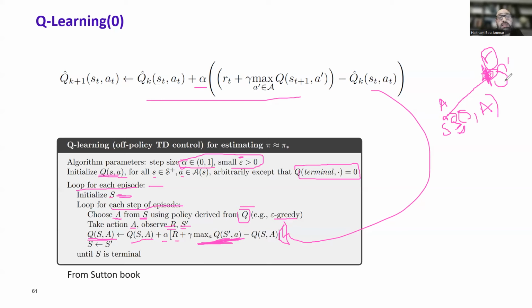You might ask, where does this Q of S prime come from? Well, we initialized the Q for all states and actions at the beginning. And then later on, we're going to observe it, and then we're going to do the update.